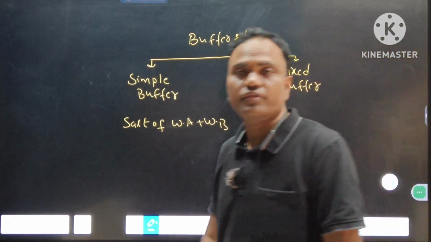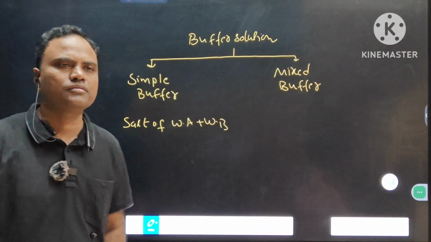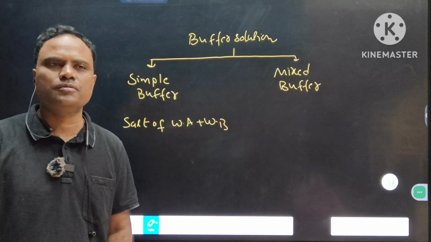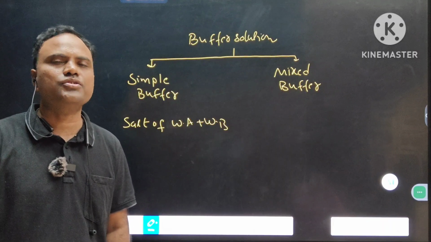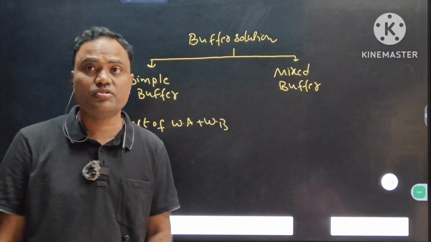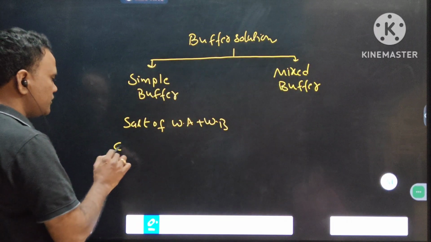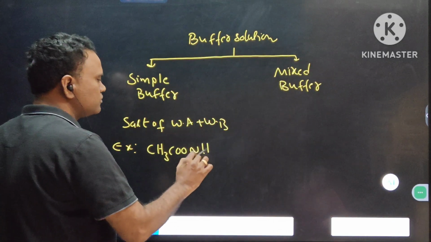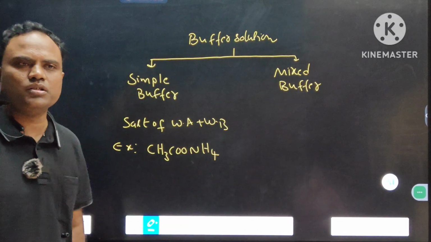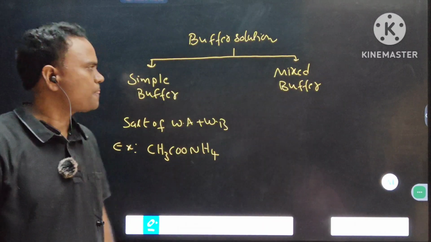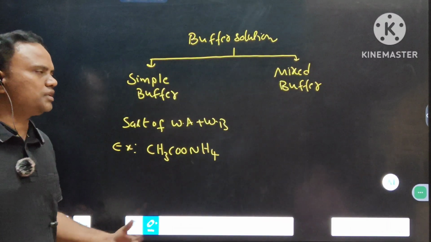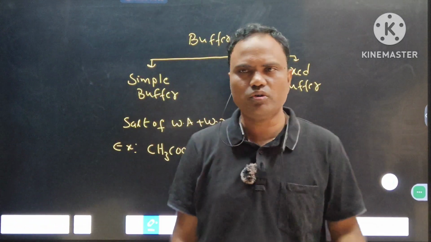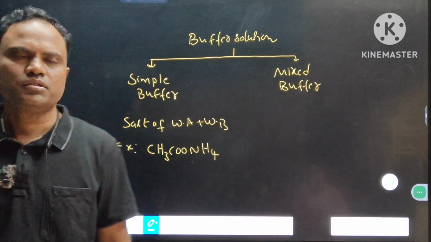What is an example of a salt of weak acid and weak base? Yesterday I gave a salt of weak acid and weak base: ammonium acetate, CH3COONH4. Identifying buffers is very, very important. Questions came previously on the examples only. You have to learn the combinations. You will get questions like which of the following is the acidic buffer, which of the following is a basic buffer.